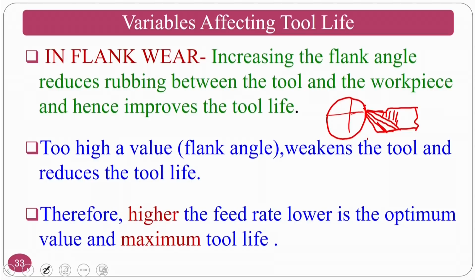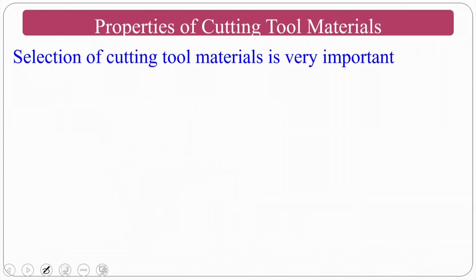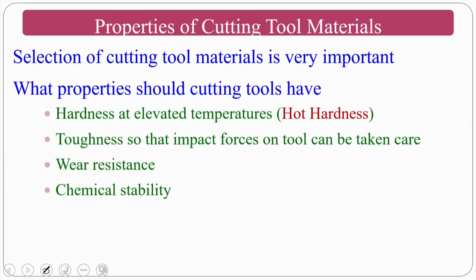So you should go for optimum flank angle also. This is about the flank angle as well as the rake angle, how this will affect. The third one is tool materials. So the tool materials, the selection of tool material, what are the important factors?